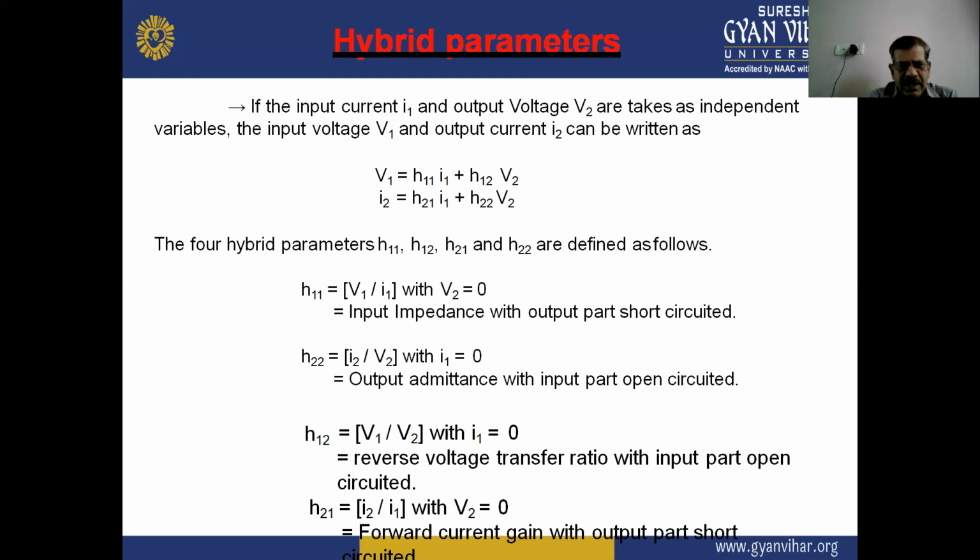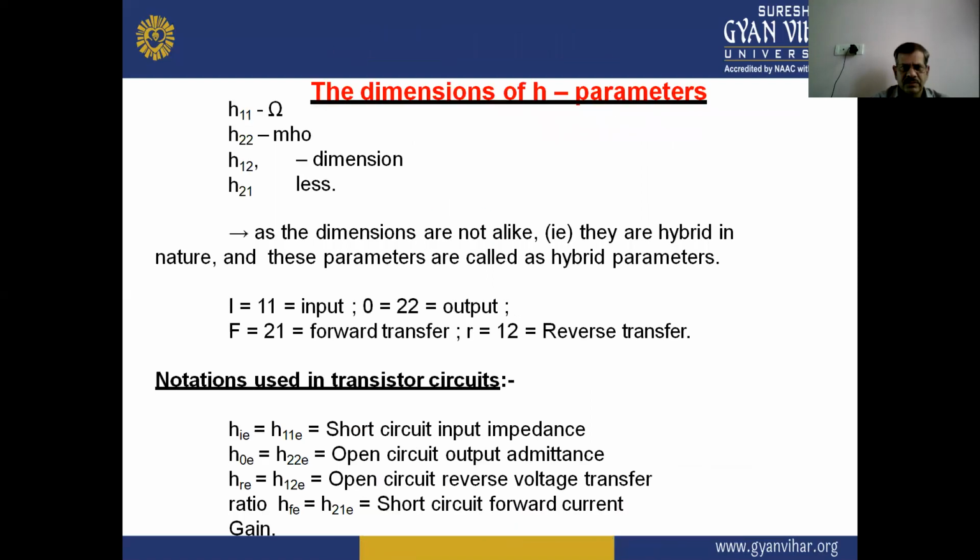Next hybrid parameter H12 equals V1 upon V2 with I1 equal to 0, and this is also called the reverse voltage transfer ratio with input port open circuit. And next one is hybrid parameter H21, which equals I2 upon I1 with V2 equal to 0. That is the forward current gain with output port short circuit. So these are the four hybrid parameters.